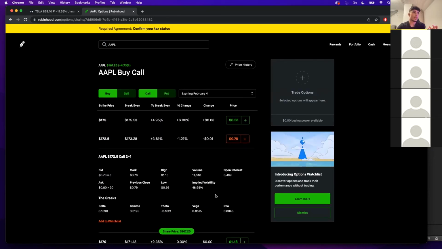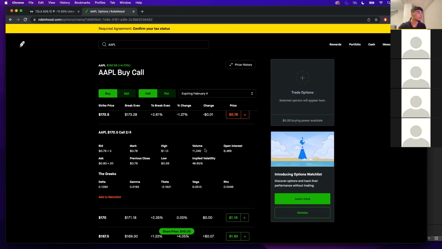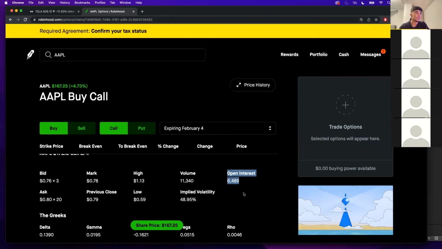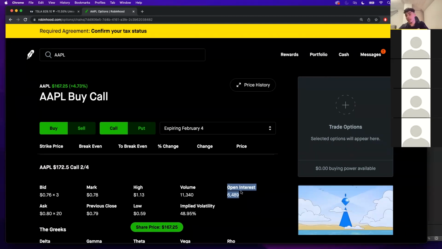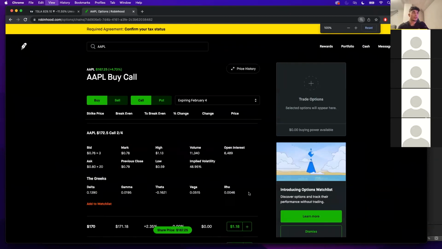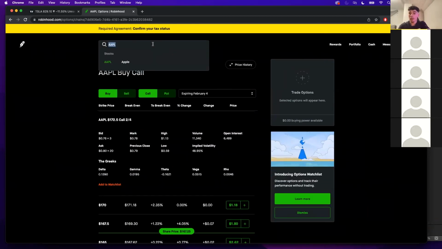You can click on literally anything. Can you see that right there? I can zoom in on it. You see open interest? Yep. So there's 6,489 active 172.5 calls for Apple. So it's very likely that if you were to try and sell this, there's someone to buy it. That means contracts for that strike price, right? Yeah.